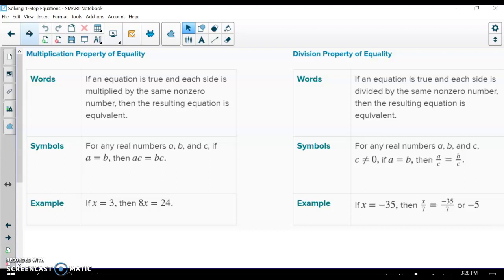In words, that means if an equation is true and each side is divided by the same, hold on, I'm going to emphasize this, non-zero number, then the resulting equation is equivalent. Remember, we cannot divide by 0. In symbols, that means for any real numbers a, b, and c, c is not equal to 0. Then if a is equal to b, then a divided by c is equal to b divided by c.